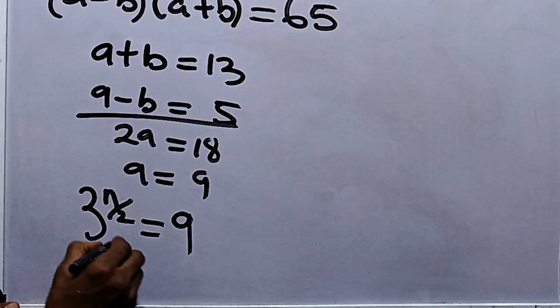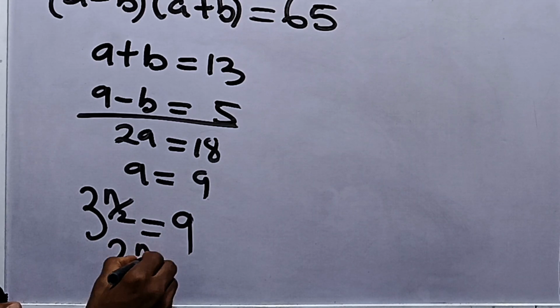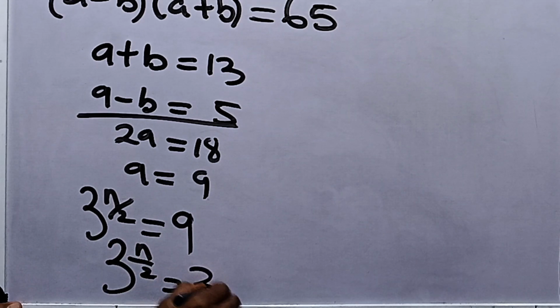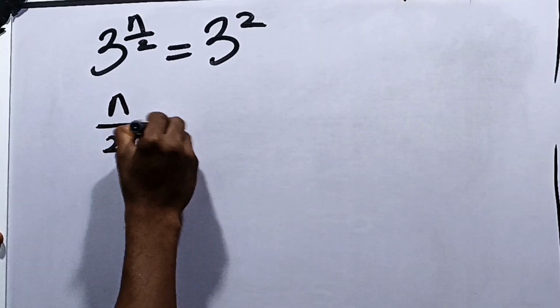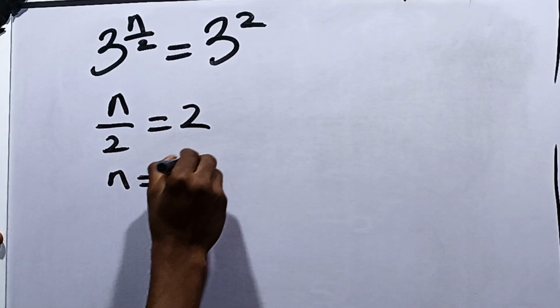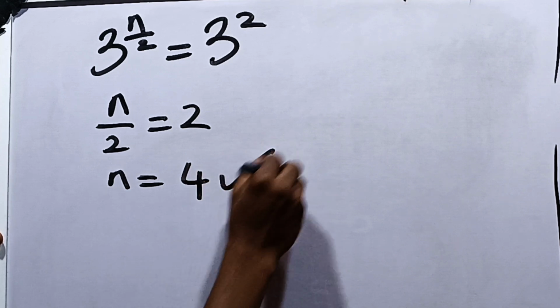Now from here we have 3 raised to the power what? n over 2 is equal to 3 squared. So n over 2 is equal to 2, hence n is equal to 4. So this becomes the answer for n in this question.